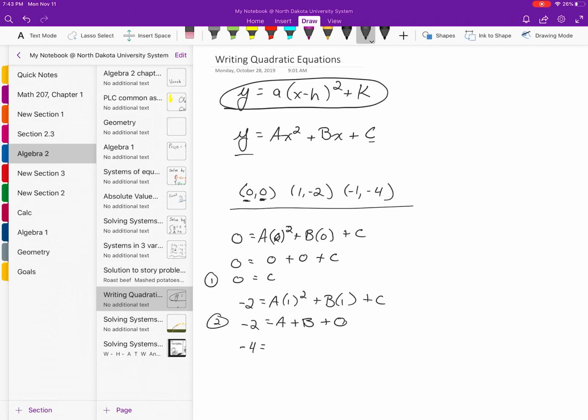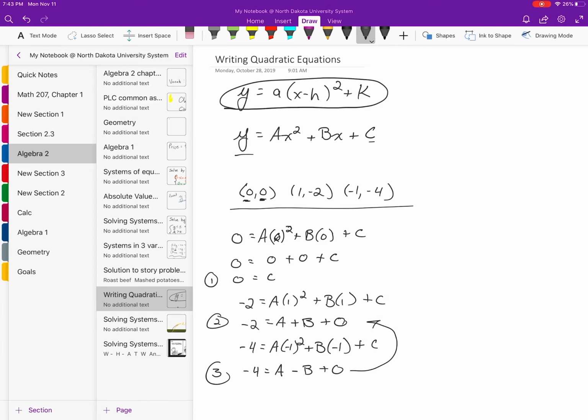And then finally we're going to use the last point, (-1, -4), and substitute those values. -4 for y when x is -1. And I get a times (-1) squared plus b times -1 plus c. -4 equals a minus b plus c, which is 0. We're going to call that equation 3.